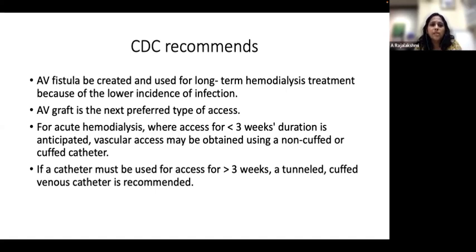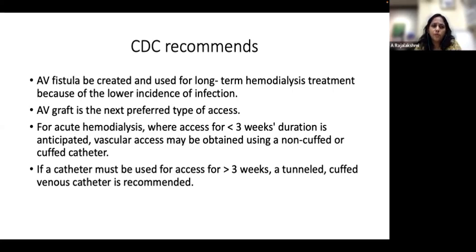AV graft is the next preferred type of access. For acute hemodialysis, where the access is needed for less than 3 weeks, vascular access may be obtained using a non-cuffed or a cuffed catheter. And if a catheter must be used for access for more than 3 weeks, a tunneled or cuffed venous catheter is recommended. So these are the options.